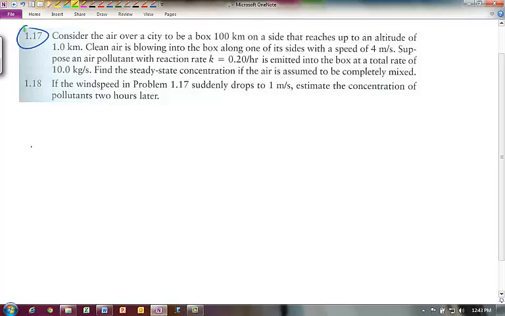This is out of another textbook, problem 117. So we've got air over a city. There'd be a box of 100 kilometers on the side and reaches an altitude of 1 kilometer. And we've got a wind speed of 4 meters per second and a reaction rate of 0.2 per hour. It is emitted to the box at a total rate of 10 kilograms per second. So we've got a lot of information provided here. Find the steady state concentration if the air is assumed to be completely mixed.